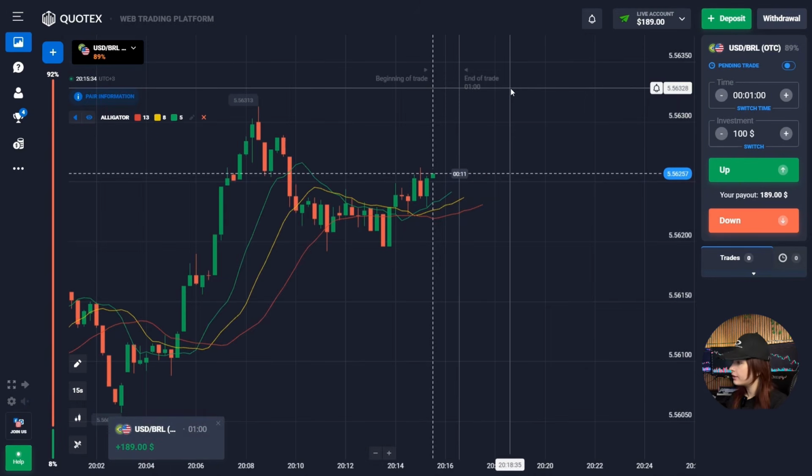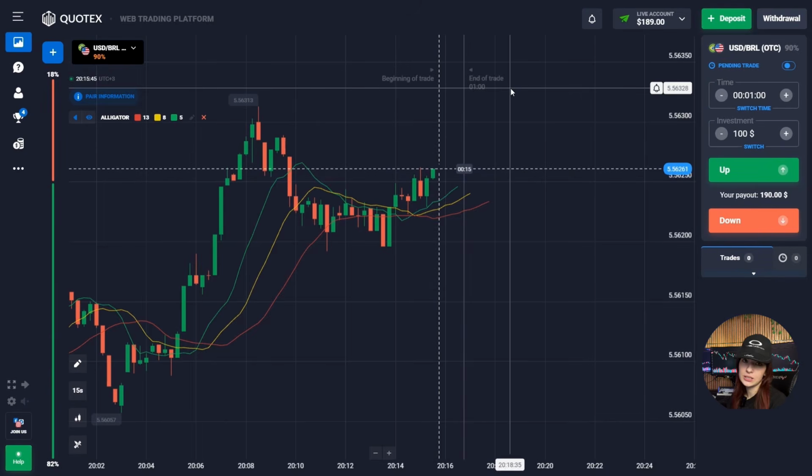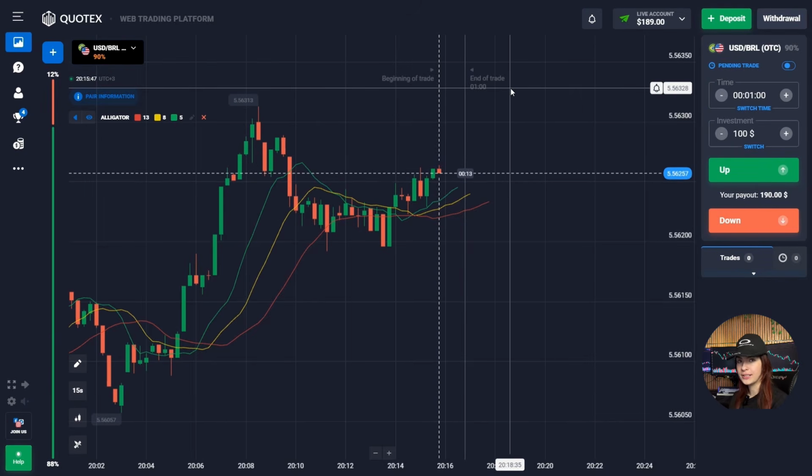So guys, that's pretty good. As you can see, the price showed a slight increase, and thus our deal closed above the entry point. Guys, I managed to make money on our first deal, and let's continue. We'll look for another situation on the market.